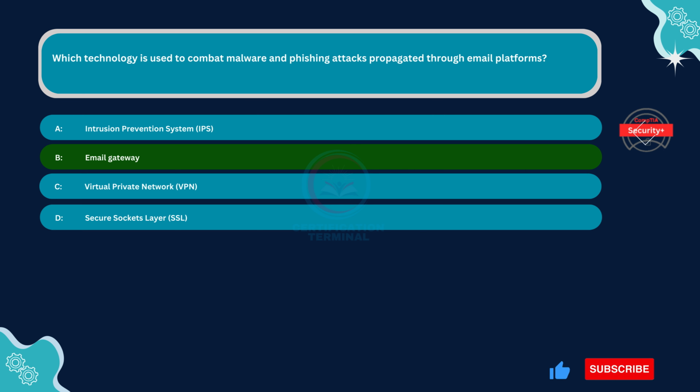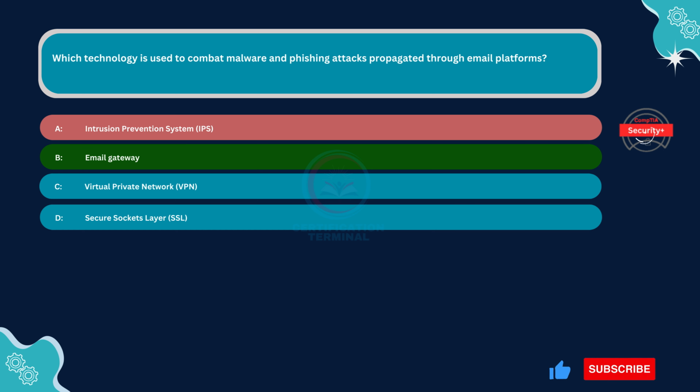Email gateways employ various techniques such as content filtering, attachment sandboxing, URL filtering, and spam detection to detect and block email-borne threats before they reach the user's mailboxes. By providing advanced threat protection and filtering capabilities, email gateways help organizations prevent malware infections and phishing attacks via email.